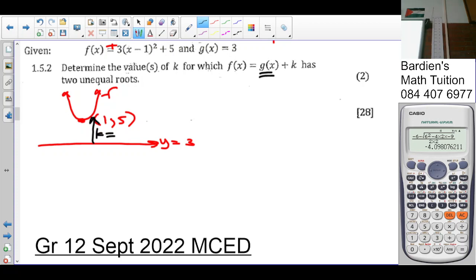How many units must this g of x graph move up so you can have one solution? 2 units. Can you see that? So therefore, k is equal to 2. Okay. They have 2 equal roots. Okay.